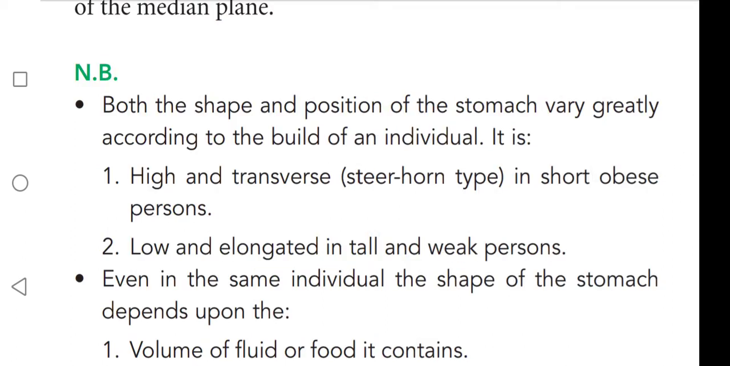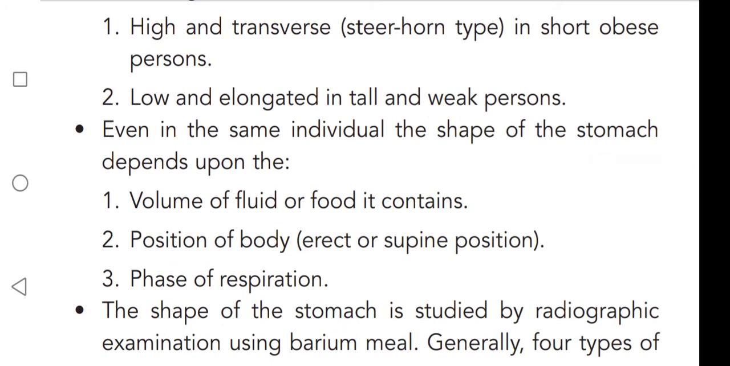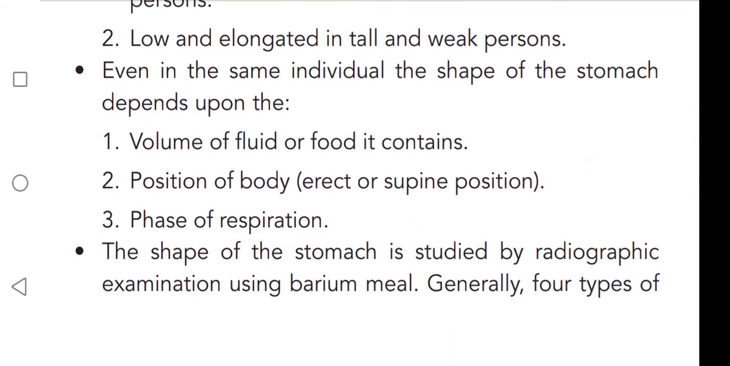Note: both the shape and position of the stomach vary greatly according to the build of an individual. It is high and transverse, steer-horn type, in short obese persons, and low and elongated in tall and weak persons. Even in the same individual, the shape of the stomach depends upon the volume of the fluid or food it contains, position of the body, erect or supine position, and phase of respiration. The shape of the stomach is studied by radiographic examination using barium meal.